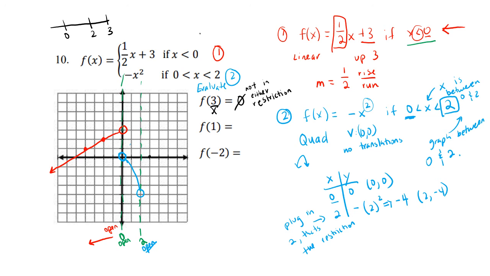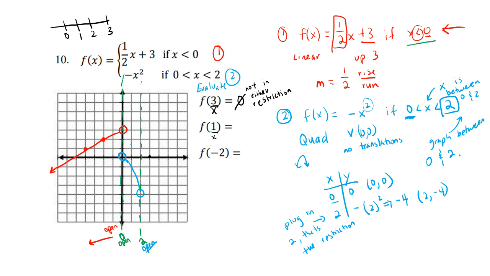All right, now let's plug in the next one. Let's check out 1. Hopefully this one works. We check this first one. Is 1 less than 0? No, right? 1's right here on our number line. That's greater than 0, so we don't plug it into the top one. Is 1 in between 0 and 2? Yeah, it is. So we are going to plug it into the second one. We should actually get a value here.